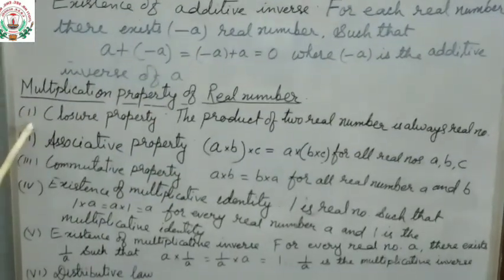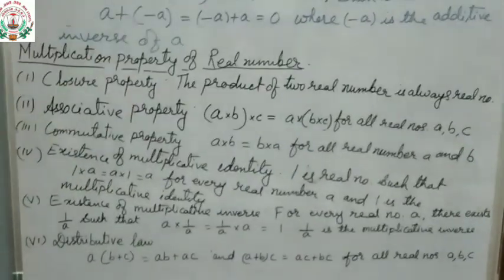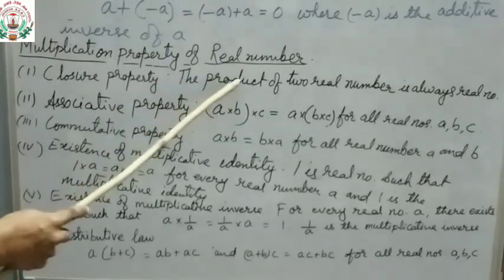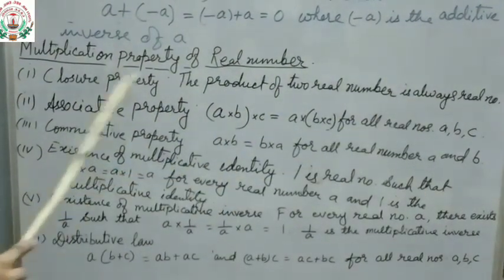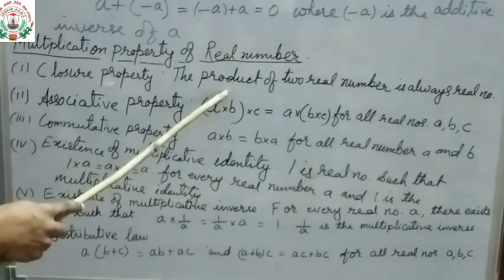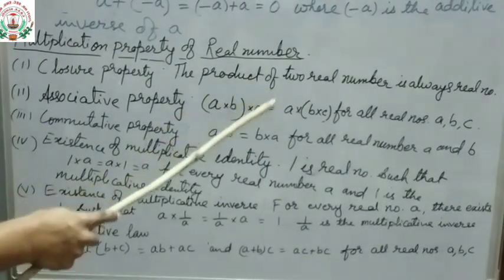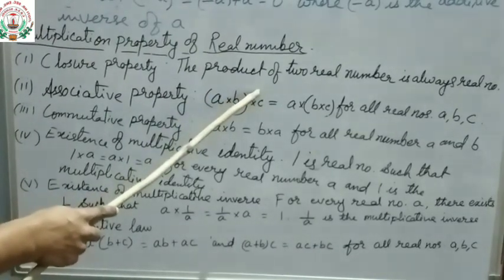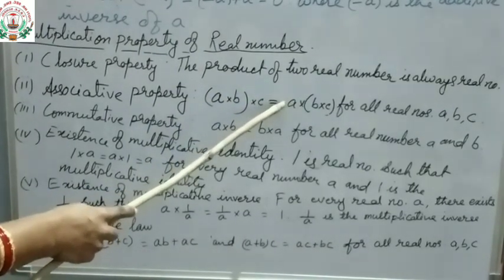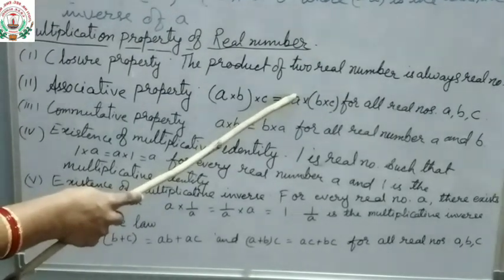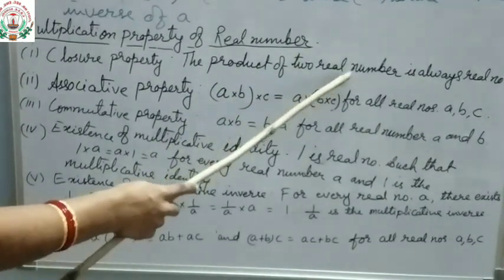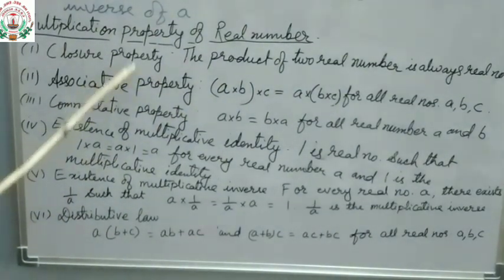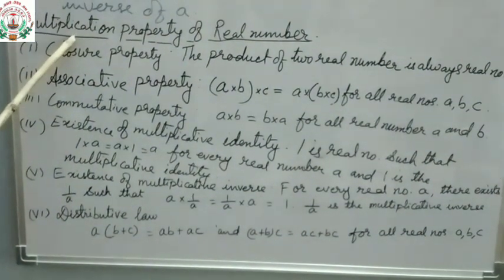Now let us come to multiplication properties of real numbers. Now first one we'll see what is it? Closure property, in the same way as addition. In that, the product of two real numbers is always a real number. Like for example, you take two real numbers as 1/2 and 1/3. When you multiply 1/2 into 1/3, what you'll get? Equals to 1/6, which is again a real number. So the product of two real numbers is always a real number. So closure property is also true under multiplication of real numbers.